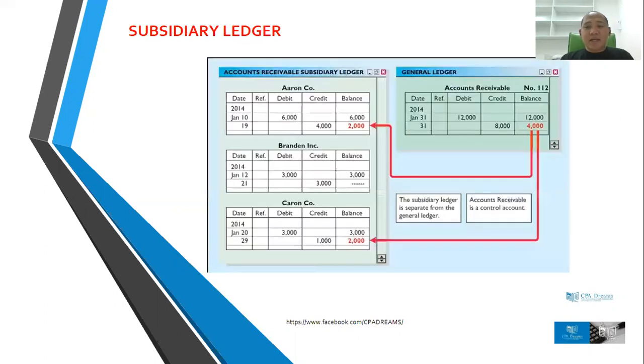Okay, subsidiary ledger. So this is the subsidiary ledger. Here, the general ledger or the control account is the accounts receivable. From the accounts receivable, meaning if you are selling to different customers, you have the subsidiary ledger of the accounts receivable. Here is Aaron Company, Brandon Incorporated, Aaron Company. Those are the subsidiary ledgers for accounts receivable.